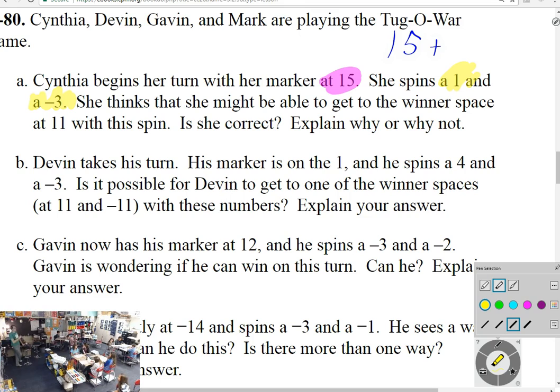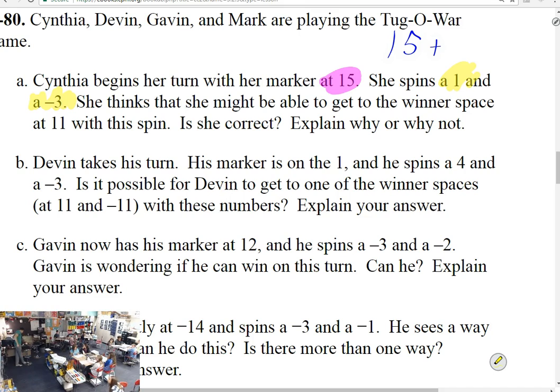For Cynthia to not lose, we should probably use some cards today. For Cynthia to not lose, what must be true about the number that she makes? Like the shift that she makes. For her to not immediately lose. Marvin? She has to go negative, right? She needs to go down the number line because if she goes up, she loses and has to go back to 0. So she thinks that she might be able to get to the winner space, which since she's on the positive end, would be at positive 11. So, okay, I was going to use cards, but sure, I just can't resist your hand.